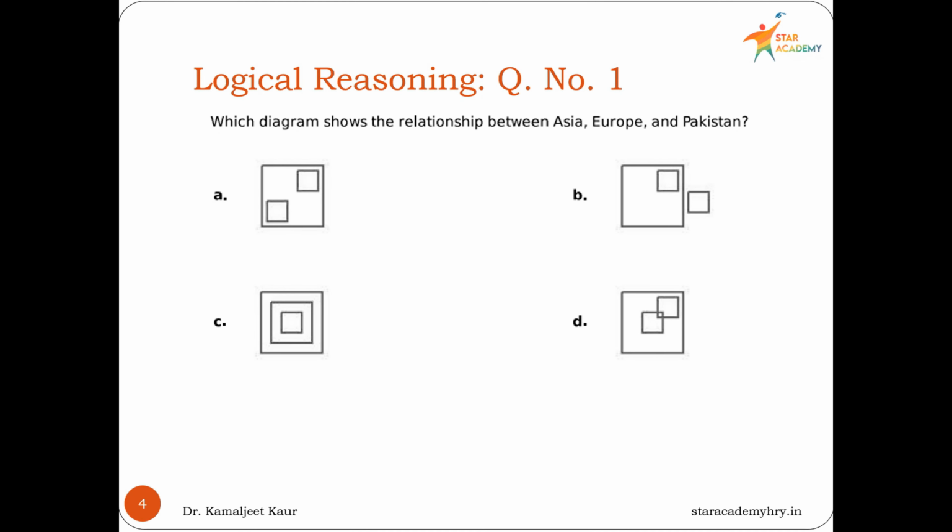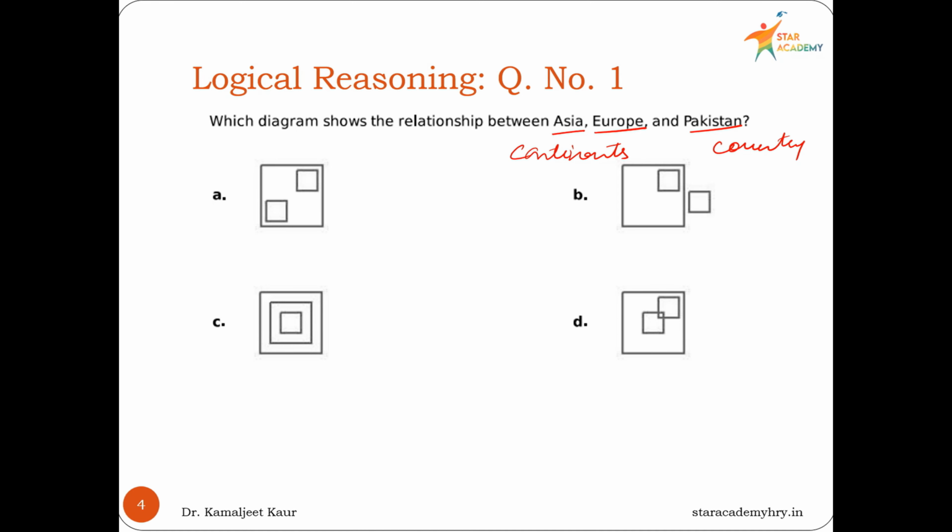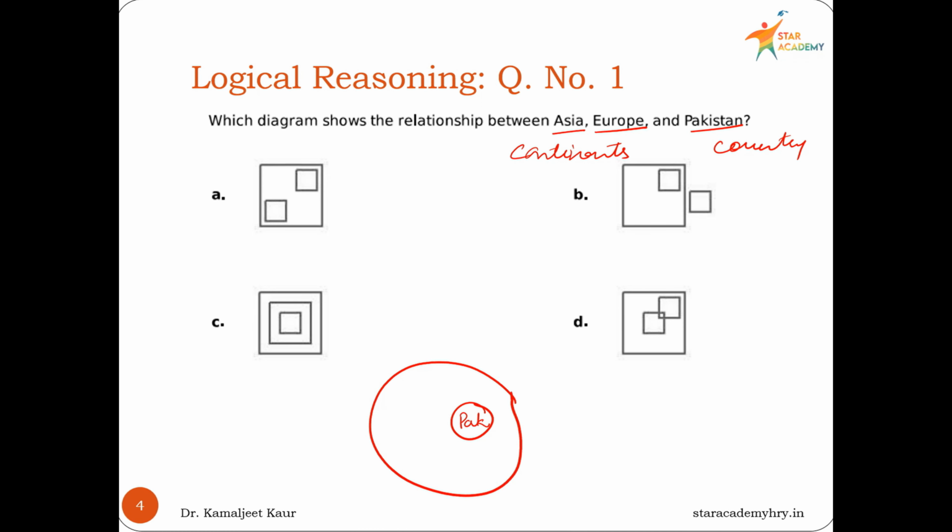Which diagram shows the relationship between Asia, Europe and Pakistan? So we know that Asia is a continent, Europe is also a continent, meaning Asia and Europe are 2 continents. However, Pakistan is a country. Countries are a part of a continent. Because Pakistan is an Asian country, if this circle represents Pakistan, then a bigger circle around it will represent Asia.